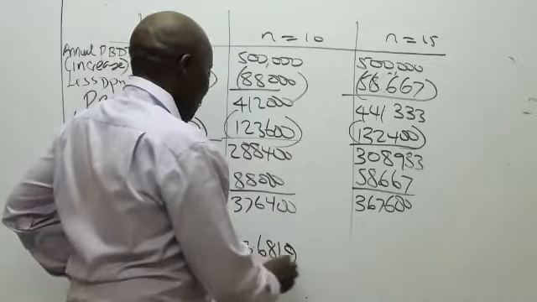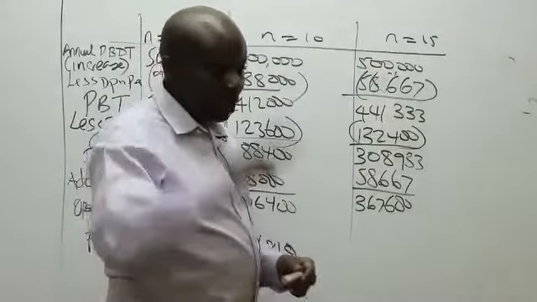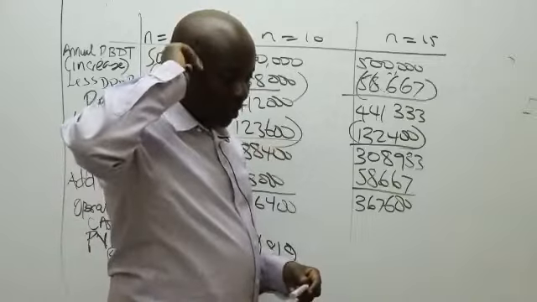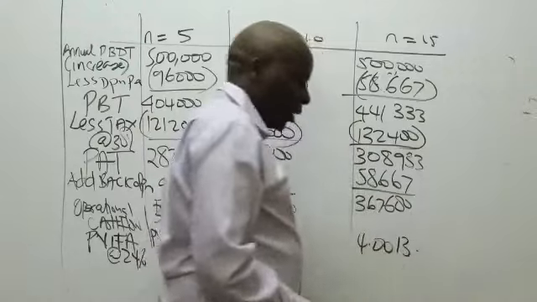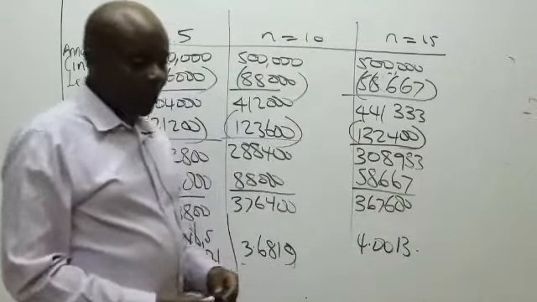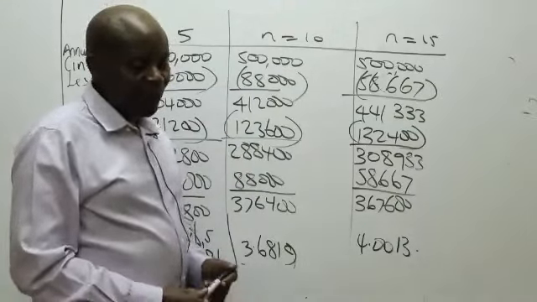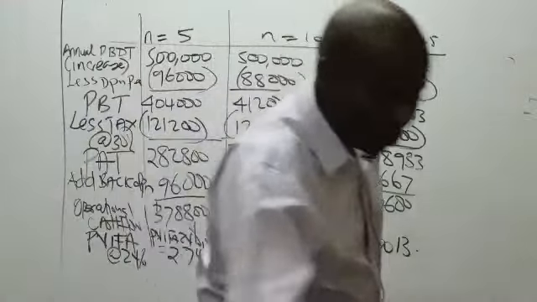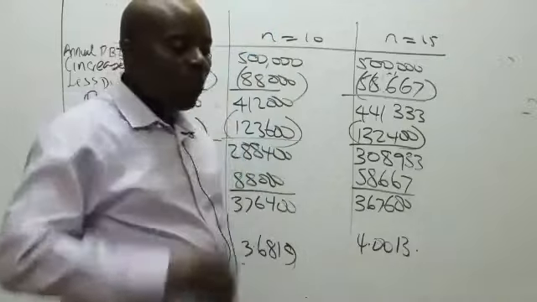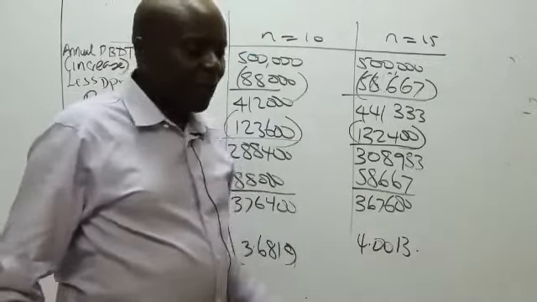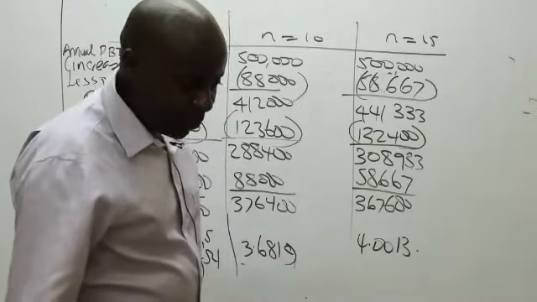3.6819. How about when n is 15? Still 24%. 24% is cutting across. 4.0013. So are we together up to here? Great, great, great.